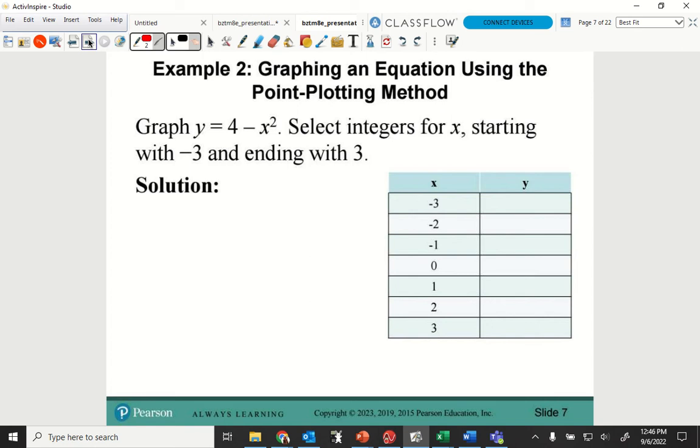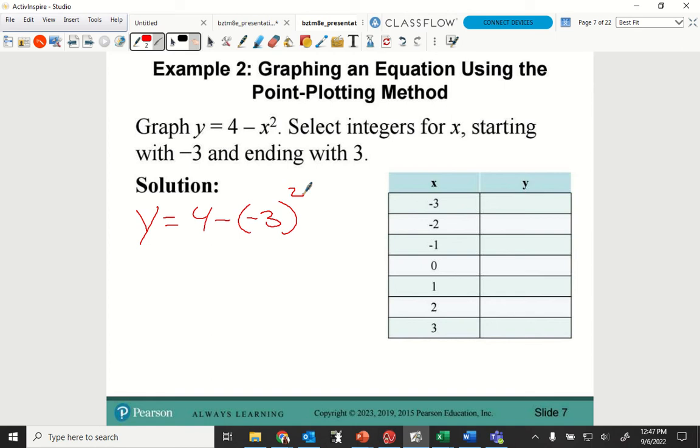Okay. All right, so we're going to graph this by selecting integers for x, starting with -3 and ending with 3. So what we're going to do is evaluate this function for each one of these. So I'm going to take my function, which is y equals 4 minus, now the x value, I'm going to put in parentheses because I'm evaluating it, so I'm going to plug that in using parentheses. (-3) close, square. Order of operations is super important here. You have to make sure you're putting everything where it goes.